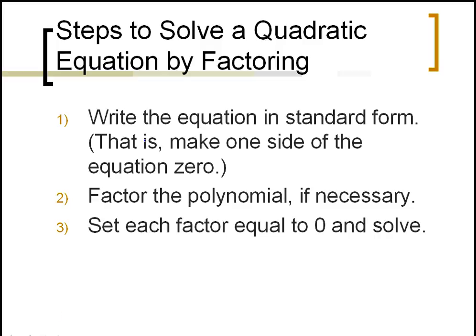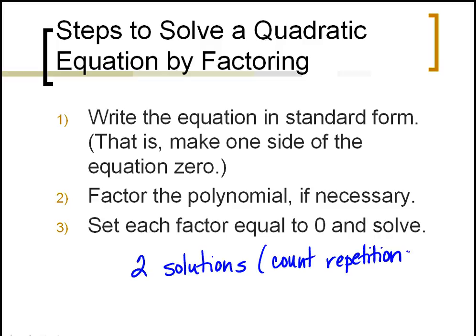So what we'll do is write the equation in standard form, that is, make one side of the equation 0, factor the polynomial. It may already be in factored form, but if it's not, you have to factor using the skills you've already learned, and then set each factor equal to 0 and solve. For quadratic equations, you should always have two solutions. That does count repetition, so if one solution repeats, then that's considered two solutions.